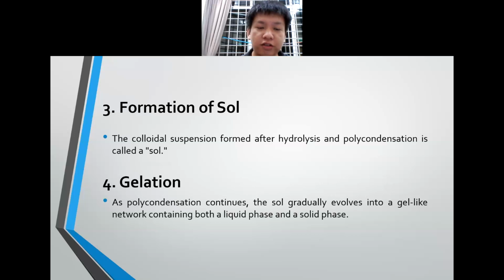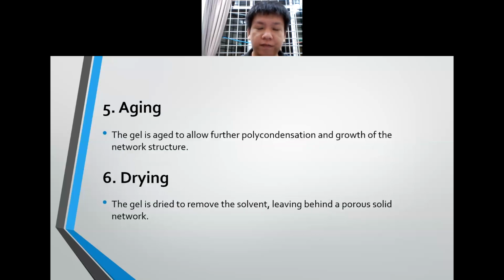And then the formation of the sol, the colloidal suspension formed after hydrolysis and polycondensation is called a sol. Gelation, as polycondensation continues, the sol gradually evolves into a gel-like network containing both liquid phase and solid phase. The fifth step is aging. In aging, the gel is aged to allow further polycondensation and growth of the network structure.